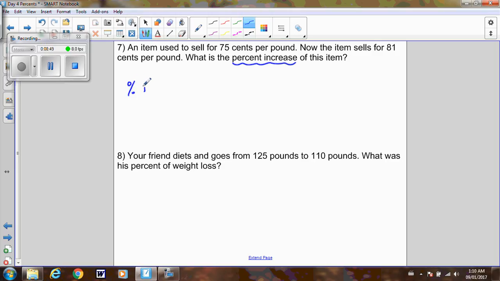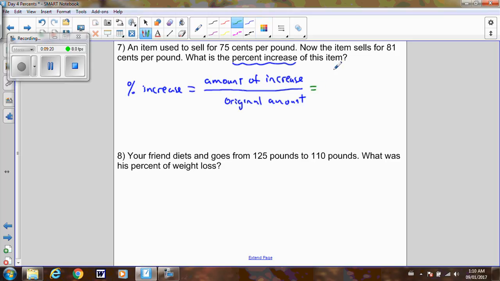So percentage increase is equal to the amount of increase, okay, divided by the original amount. Now you don't have to actually write this down, but I'm just writing this to explain to you. Okay, so what is the amount of price increase? Well, to go from 75 cents to 81 cents, how many cents did it go up? How much did it go up by?